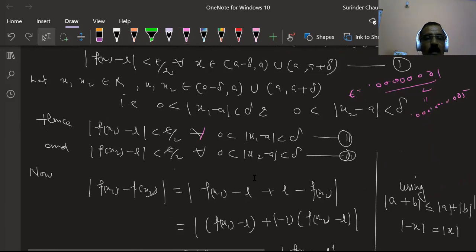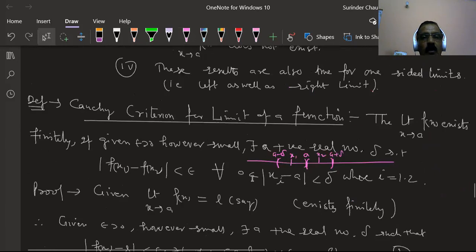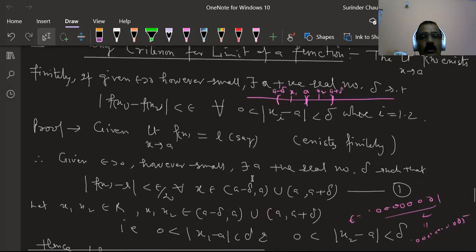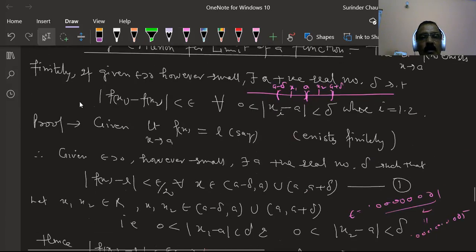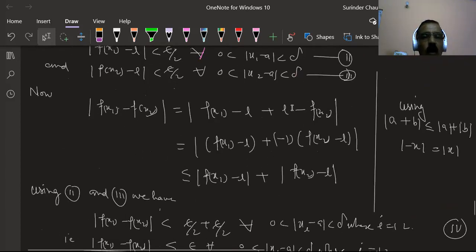Now, we have taken the left hand side of the Cauchy criterion, and we want to show this is less than epsilon. That's why we have taken this epsilon. We prove that |f(x1) - f(x2)| is less than epsilon for all 0 < |xi - a| < delta. Before that, |f(x1) - f(x2)| equals, we subtract L and add L, converting this so that we can use the third and fourth results.